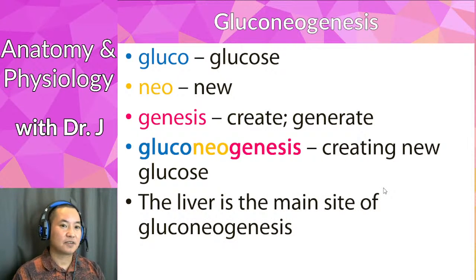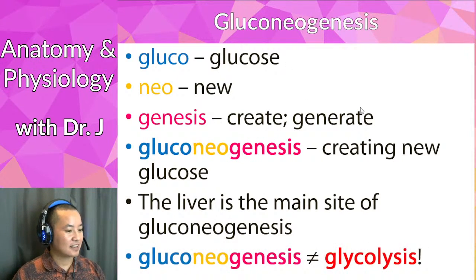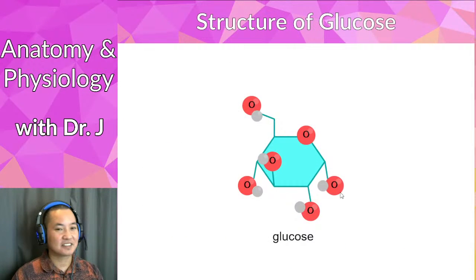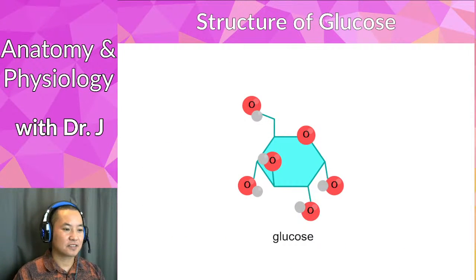Now the liver is very important. I mean, it's important, period. But one of the many reasons it's important is that it is the main site of gluconeogenesis. And this is where people get confused: they often think it's the same as glycolysis. Not the same thing. It's not the same thing as glycogenolysis. It has a lot of steps in common, but it's not the same process. Gluconeogenesis refers to making new glucose.